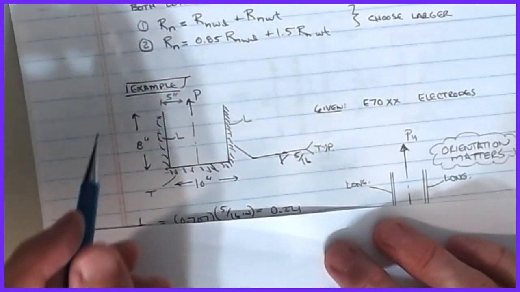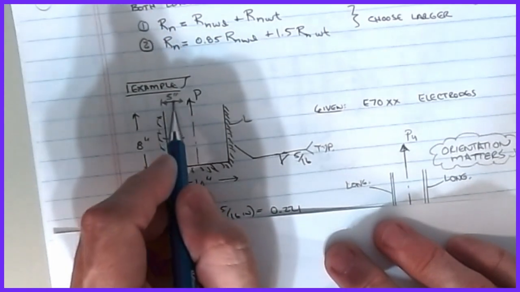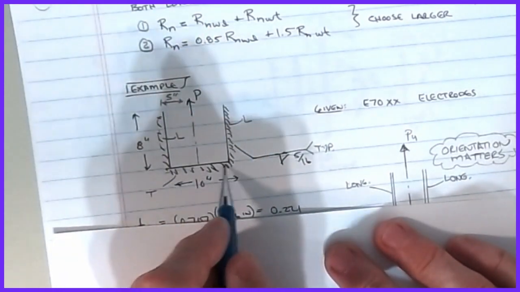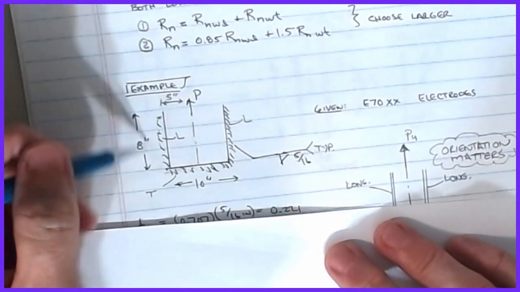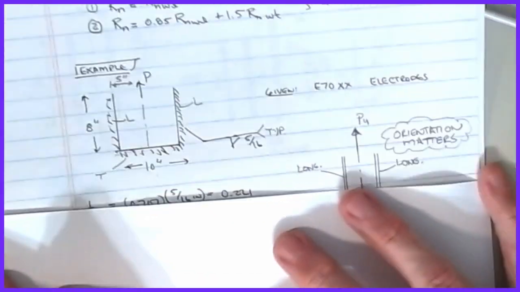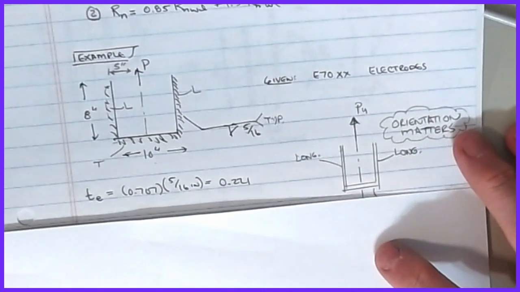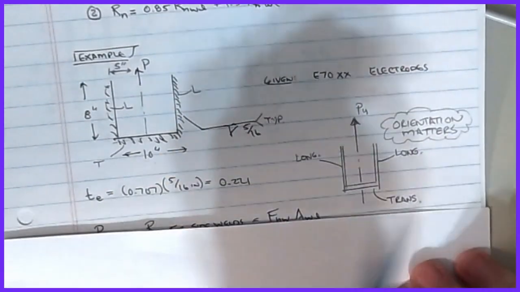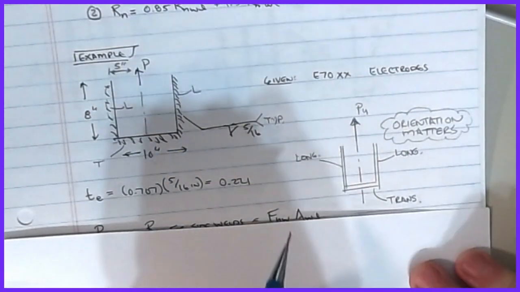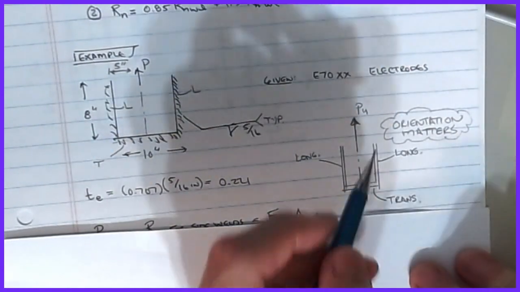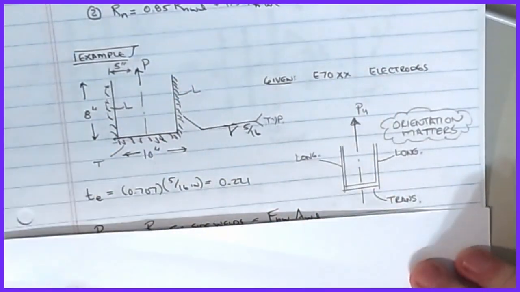And so what we've done is we've come in and said, all right, I've located P, it's at 5 inches, the length of the transverse is 10 inches, and the length of the longitudinals is 8. Again, we're given that it's an E70 electrode. Like I say, orientation matters, so this picture is showing what we just had before: the longitudinals are the sides, the transverses are across.